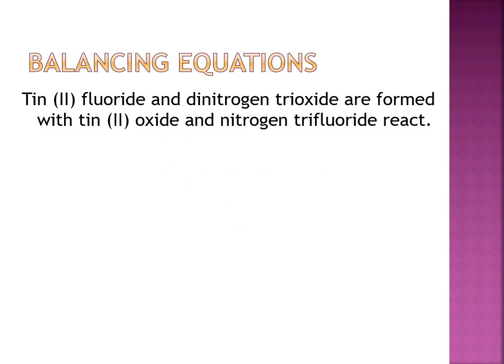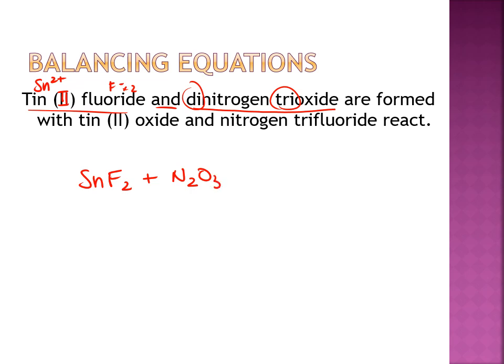I'm going to have you do this one on your own. All right, so we're going to write this equation, tin 2 fluoride. This is tin with a +2 charge. Roman numeral 2 tells us +2 charge. Fluoride is a -1 charge. I need 2 of these to balance that out. So I'm going to have SnF2. And is our plus. Dinitrogen trioxide. That's 2 nitrogens and 3 oxygens are formed. Ooh, that should say when, not with.